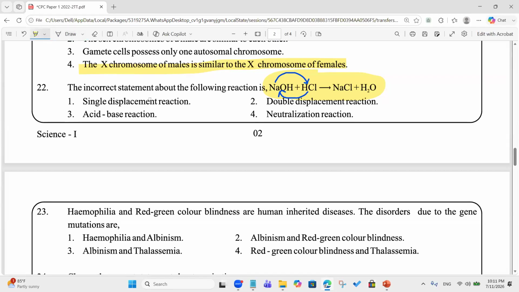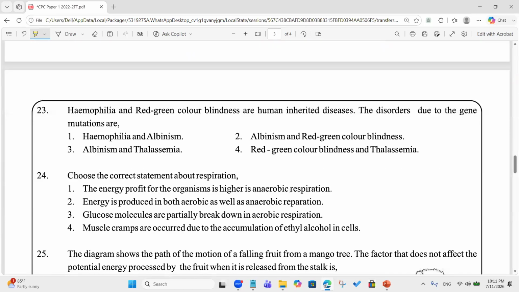So what type of reaction is this? This is a double displacement reaction. So this is correct, but they're asking you to find the incorrect statement, right? So the incorrect one is it's a single displacement reaction. That's the incorrect one. Okay. Right. Senuja, number 23.